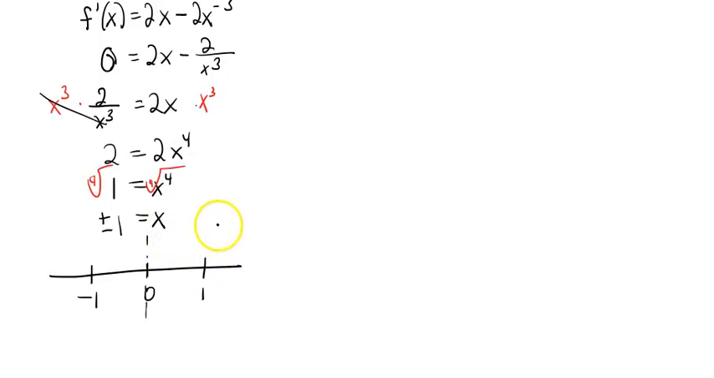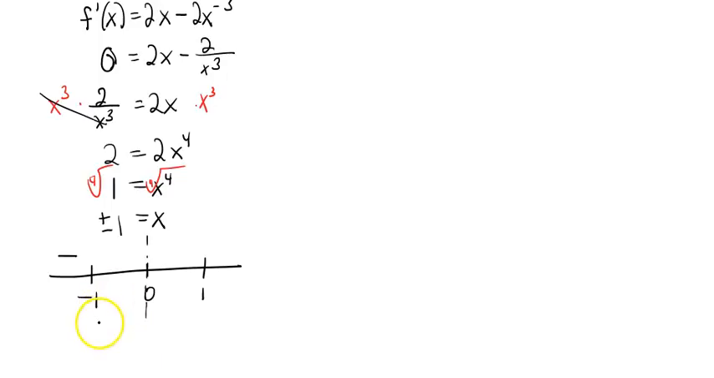And now let's do test points. So if I do negative 2, I would have 2 times negative 2 would be negative 4 minus 2 over negative 2 cubed, which would be a negative 8 there. And so that would end up giving us a negative for this section.